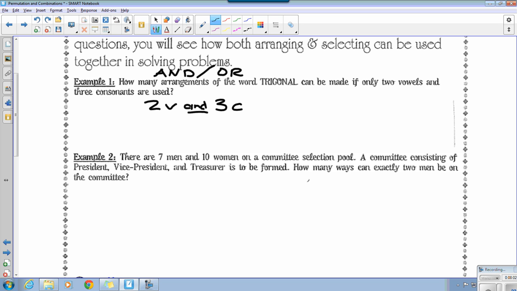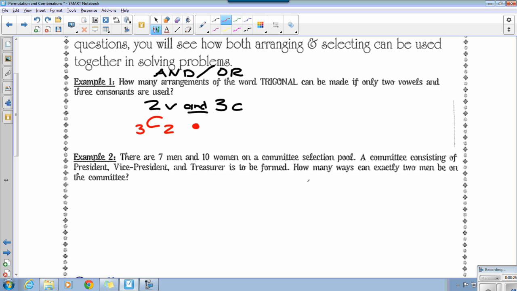Now, why was that important to distinguish between an and or? Is it multiplication or addition? So and is a multiplication. So when we're looking at the 2 vowels, how many vowels do we have in that word? 3 vowels. How many of them do we want? 2 of them, and we don't care which order they come in right now. We just want to take 2 of them.